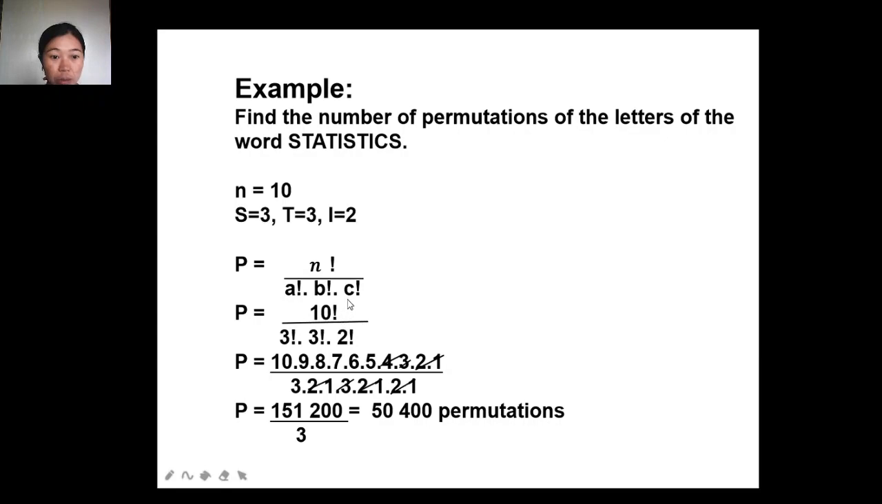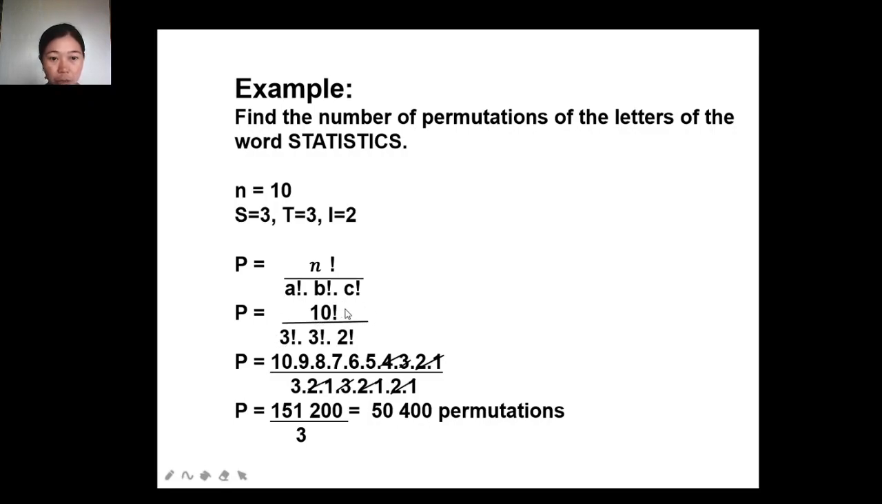So we have 10 factorial all over 3 factorial, which came from the S because our S is 3. Multiplied by another 3 factorial, which came from the 3 T's. Times 2 factorial, which came from the letter I that is repeated 2 times. So this is how to solve distinguishable permutation.